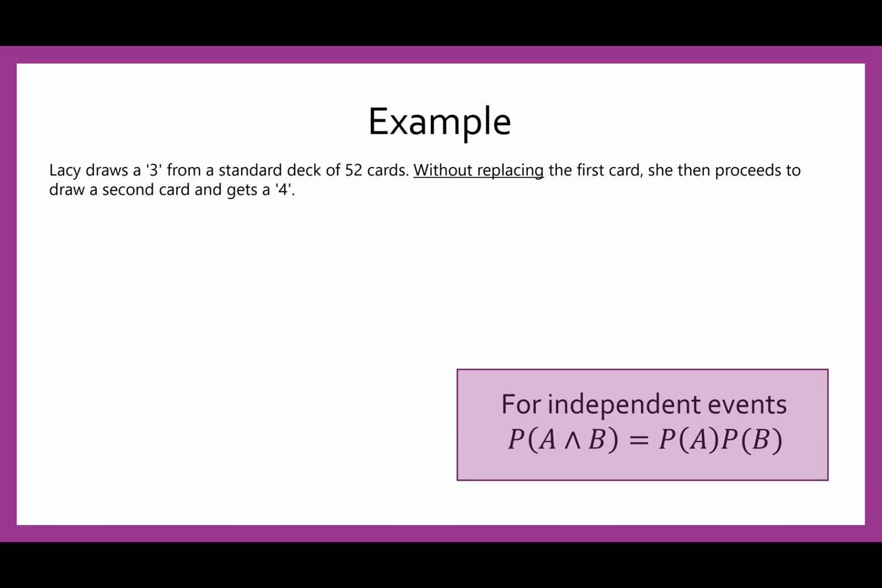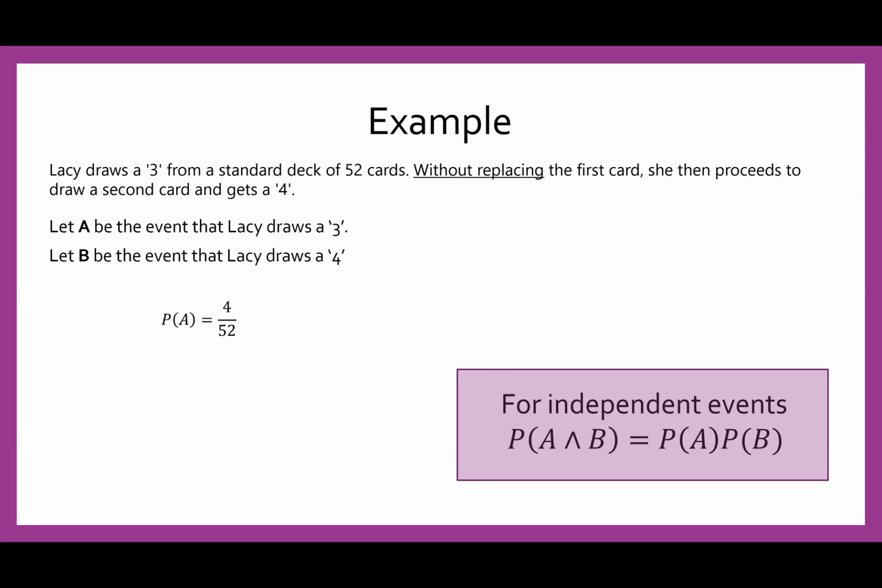All right, so not all events are independent though. Let's consider that Lacey draws a 3 from a standard deck of 52 cards. Then without putting it back, she proceeds to draw a second card and gets a 4. So we want to look at A as the event that Lacey draws a 3 and B as the event that Lacey draws a 4. We want to know if these are independent events or not.